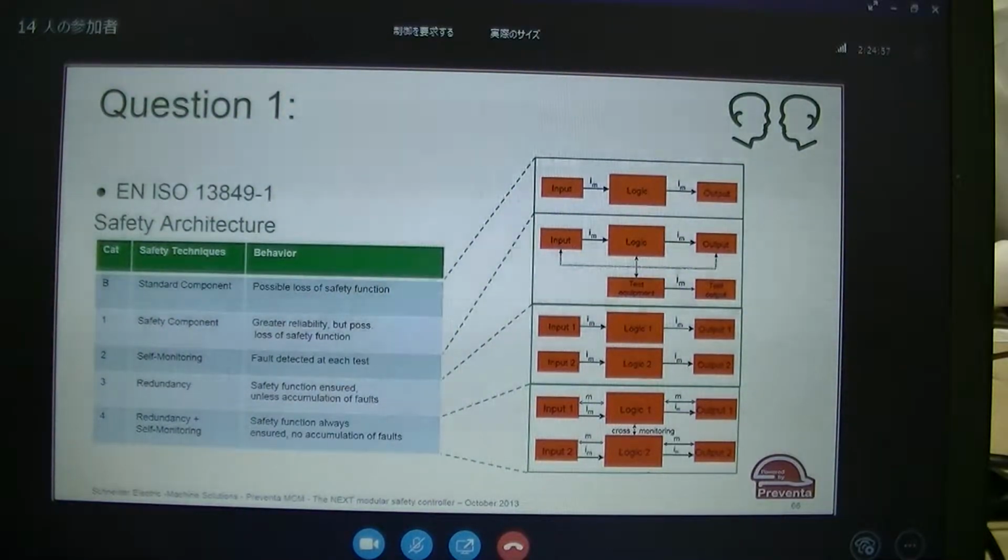Means our diagnostic coverage at application level will be... how much is 6 divided by 8? 3 divided by 4, 75% diagnostic coverage. 75%. Yes. Oh, okay. Is this now more clear?